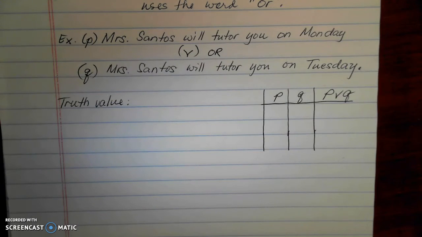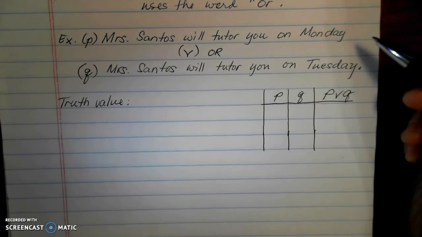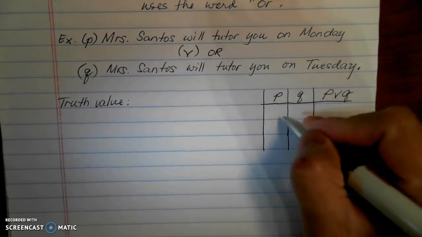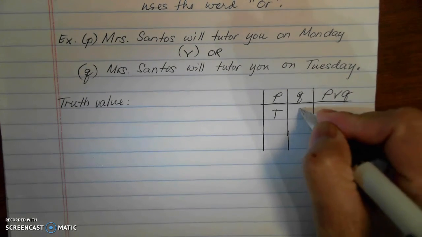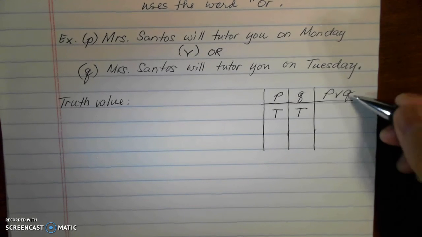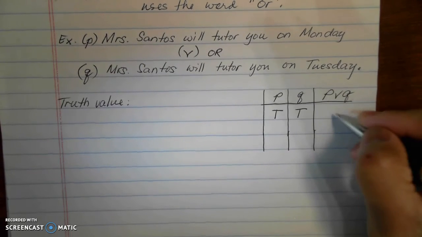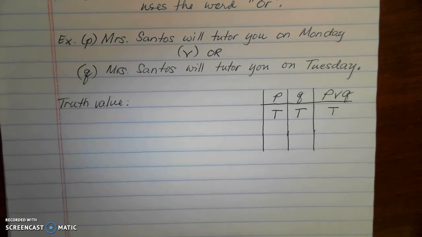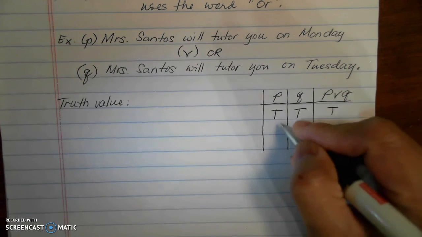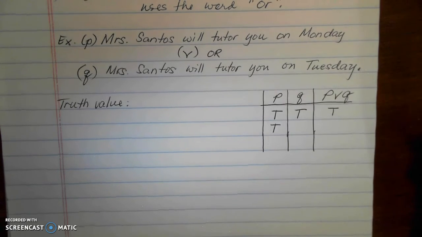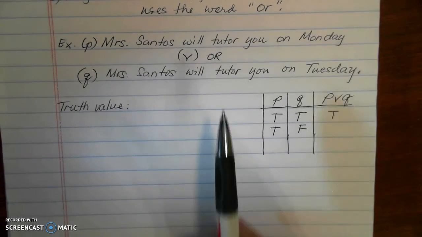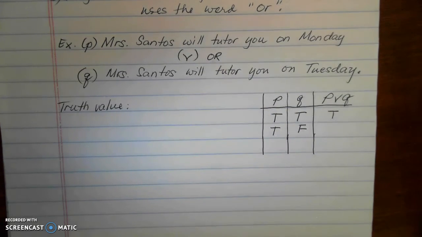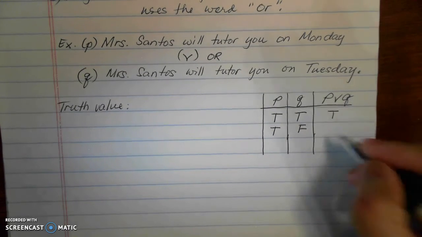Now the truth value. If Mrs. Santos tutors you on Monday, and that's true, and she also tutors you on Tuesday, which makes Q true, the whole statement becomes true. Now, if Mrs. Santos tutors you on Monday, but did not tutor you on Tuesday, since this is connected by the word or, the whole statement still is true.